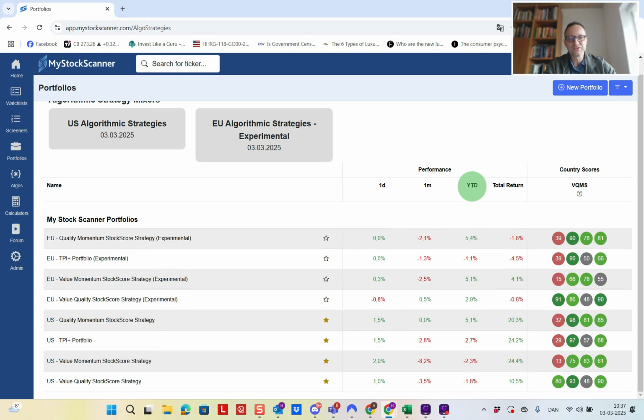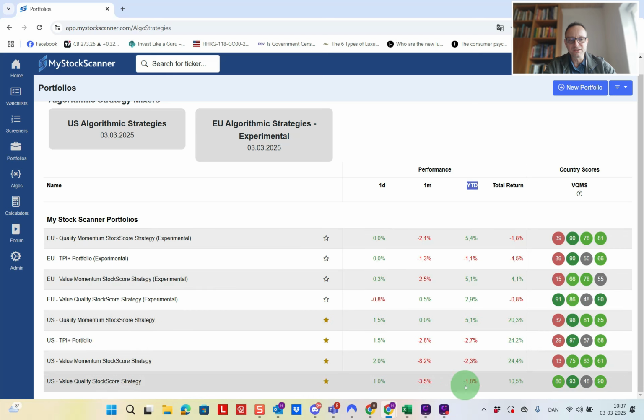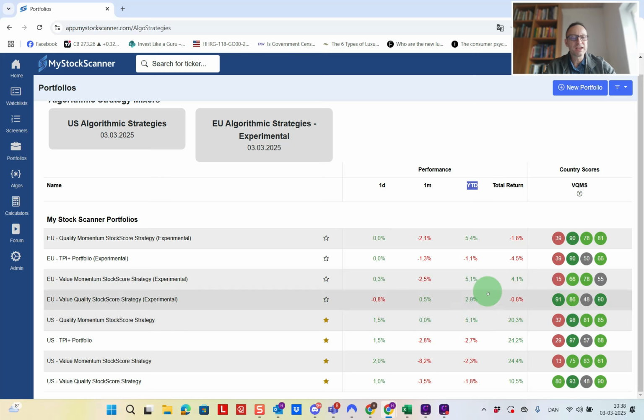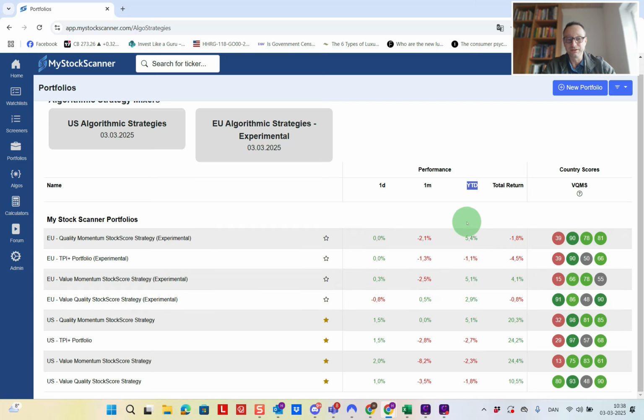However, when we look at the year-to-date column here, we can see that the US strategies have done fairly poorly this year. They have been hit a lot by that increased volatility due to, well, trade war and Trump and war and peace negotiations and all that stuff. However, there has been a flow of money into the European market, and we can see that the strategies have actually done very well here in Europe.